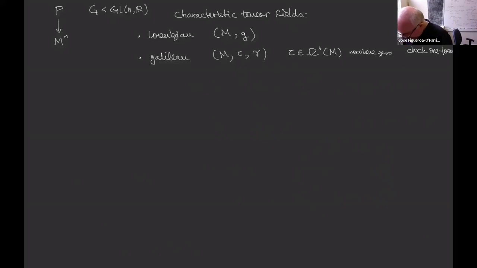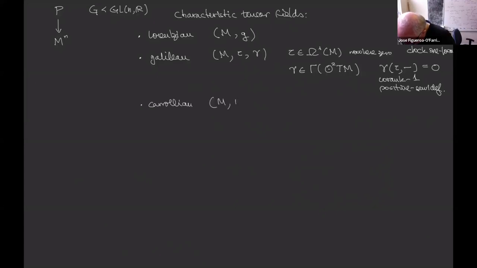So this gamma is not the same gamma as before. It's really going to be some section of the symmetric square of TM. And it has the property that it's positive semi-definite at every point. And it has co-rank one, and the kernel is spanned by tau. So basically, if you think of this as a bilinear form on one forms, it's co-rank one and positive semi-definite. Okay, that's Galilean structure.